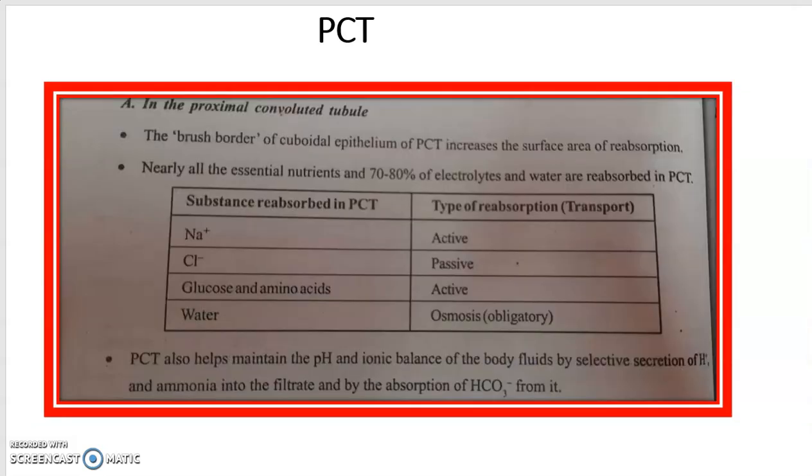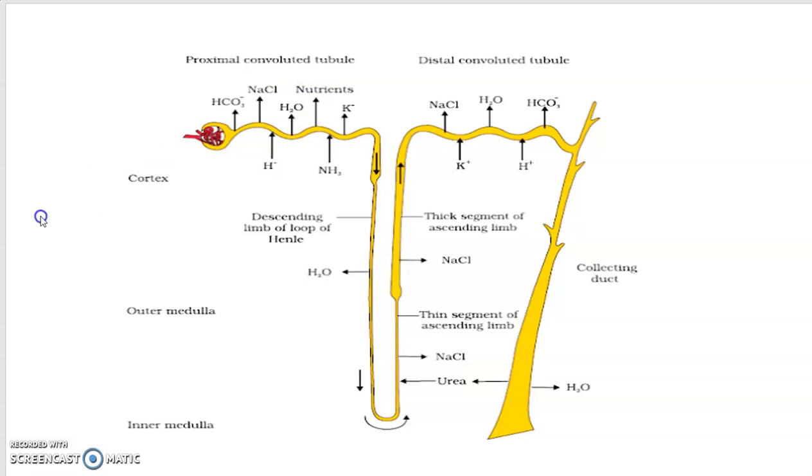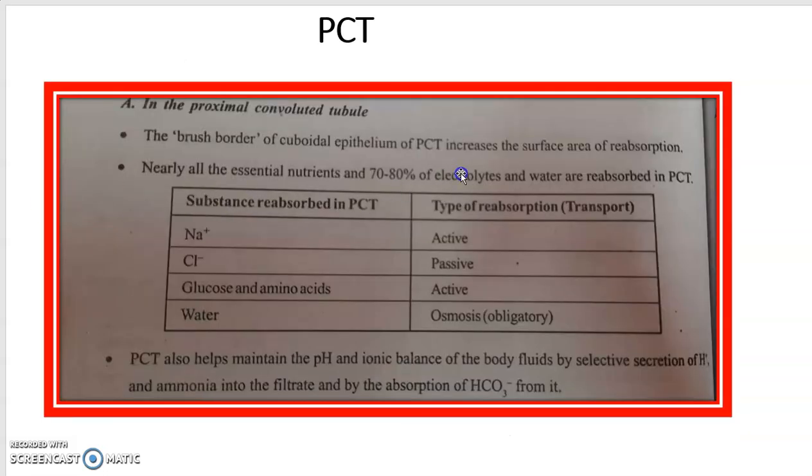Okay, right. Next part. In the proximal convoluted tubule, the brush border cuboidal epithelium of the PCT increases the surface area of reabsorption. Nearly all the essential nutrients, you can see here, all the essential nutrients, and 70 to 80% of the electrolytes and water, Na+, Cl-, K+, these are electrolytes, and water are reabsorbed in the PCT.